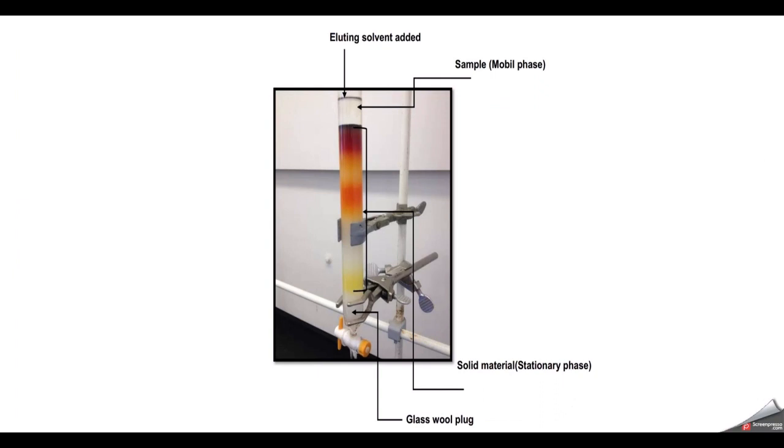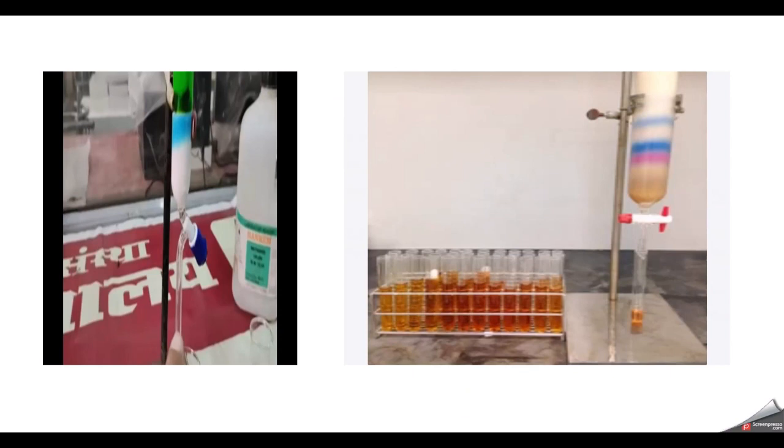This is one of the diagrams of column chromatography, which shows the eluting solvent added upon the column. Then the sample, that is the mobile phase, and the solid material, that is the stationary phase, and glass wool are plugged down the column. These are some of the examples and diagrams of column chromatography.